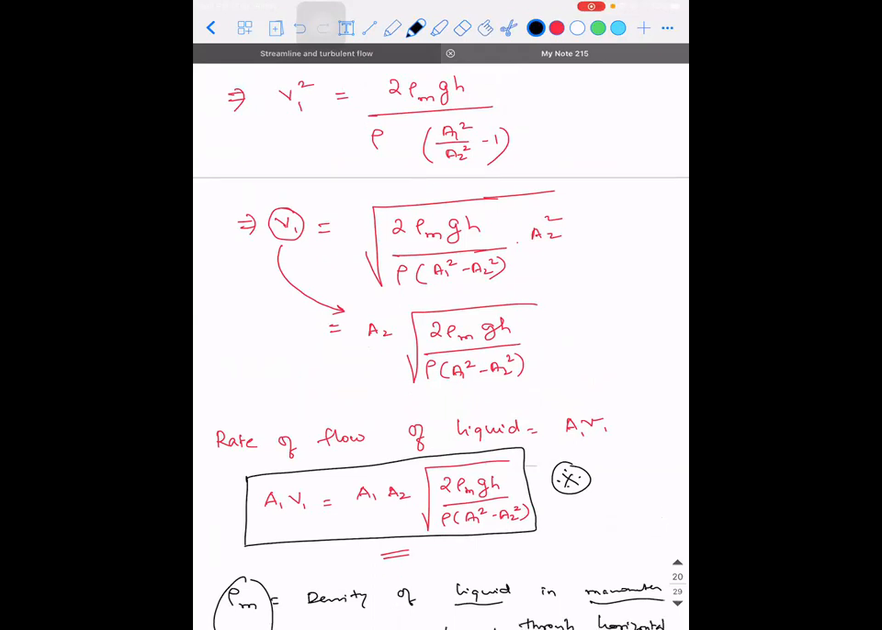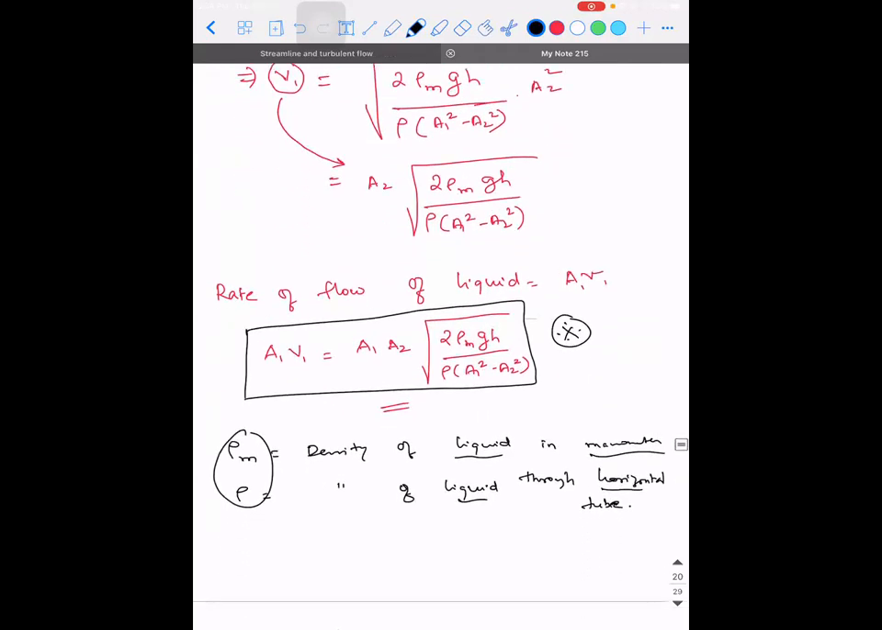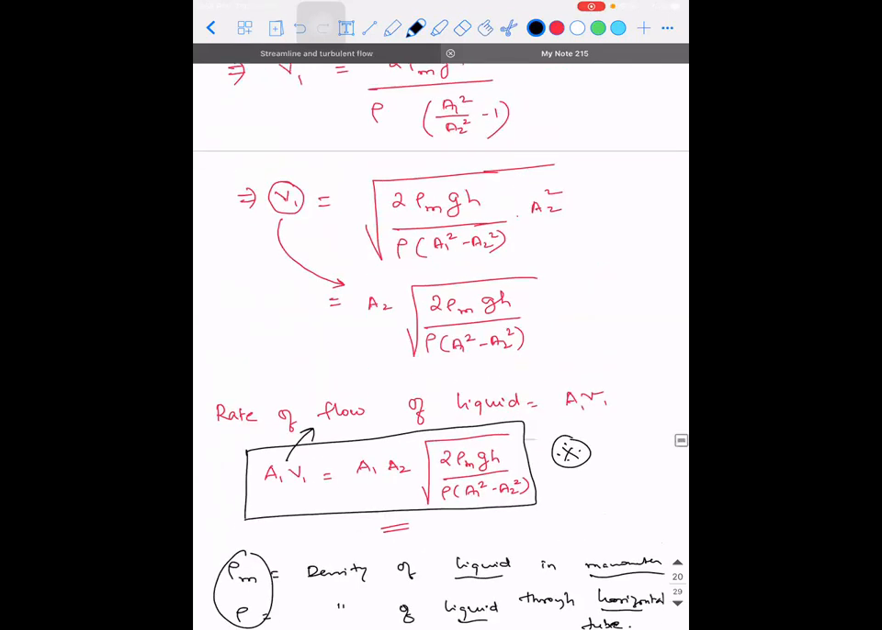Sir, tell me. In the second line, in RHS it is given A2 into root of 2 rho m g h divided by rho into A1 square minus A2 square. In the LHS, what is the value, sir? That is the rate of flow of liquid. Sir, A2 square was written in the first slide. In the second line, why is only A2 written? A2 square under a root will come out as A2. Okay, sir. I thought it was outside. Yeah.